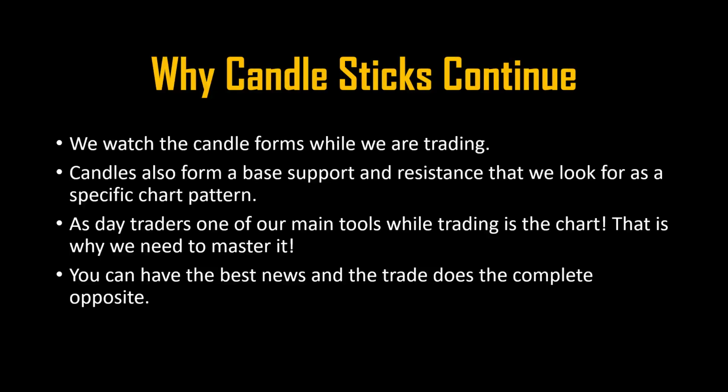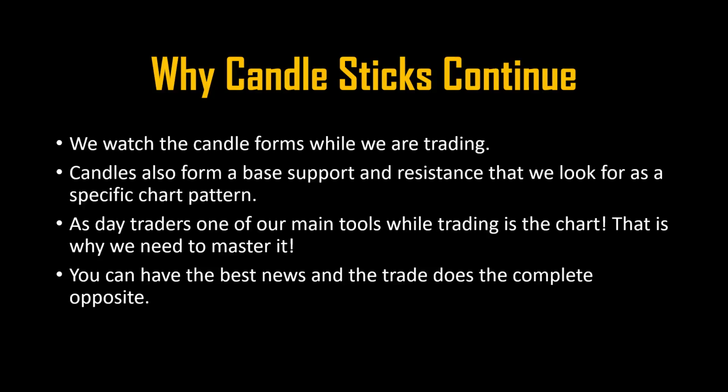You can have some of the best news out there, and the trade does the complete opposite. For those that don't remember, Tesla had a recall of like 100,000 cars. Long story short, I bought a bunch of put options on this, looking for Tesla's stock price to crash that morning, and then it actually ripped up, and I ended up losing a lot of money. It was very, very frustrating. That was one of the last options trades I took for a long time, because there was bad news, but somehow the stock price still went up because of the manipulation behind it.